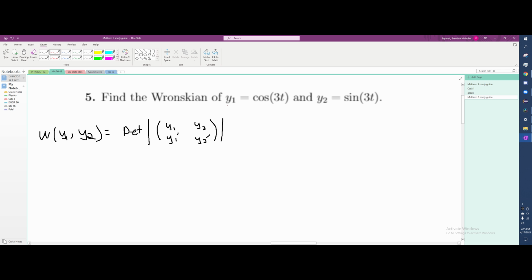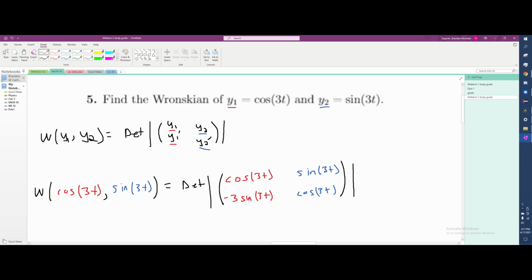So we have our y1 right here. So that's going to go in here, and then we're going to plug it in here as well. We also have our y2, which is going to go here and here. So from here, we're going to have cosine of 3t right here. We're going to take the derivative and get negative 3 sine of 3t. We have to use the chain rule. And we're going to do the same thing for this side where we have sine of 3t, take the derivative, and we get, actually, that should be 3 cosine of 3t because of the chain rule.